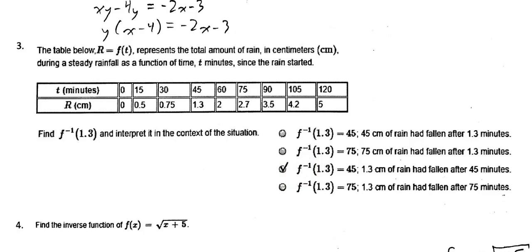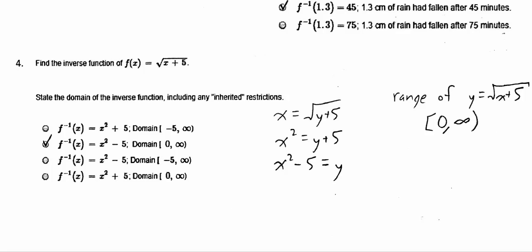So that's why it had to be this third choice instead of the first one. Here we have another inverse question. So switch the x and the y. So write it as x equals square root of y plus 5 instead, and then solve for y. So I would square both sides to get rid of the square root, and then I would subtract 5 to get x squared minus 5. So right now I know it's got to be one of these two choices.